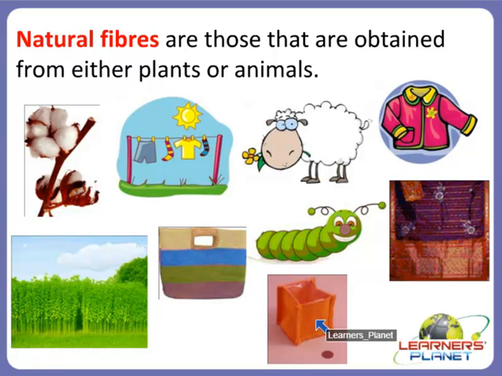Now there are some other natural fibers which are obtained from the animals. For example, woolen sweater is made from sheep, and a silk sari which is made from silkworm. So these all are the examples of natural fibers.